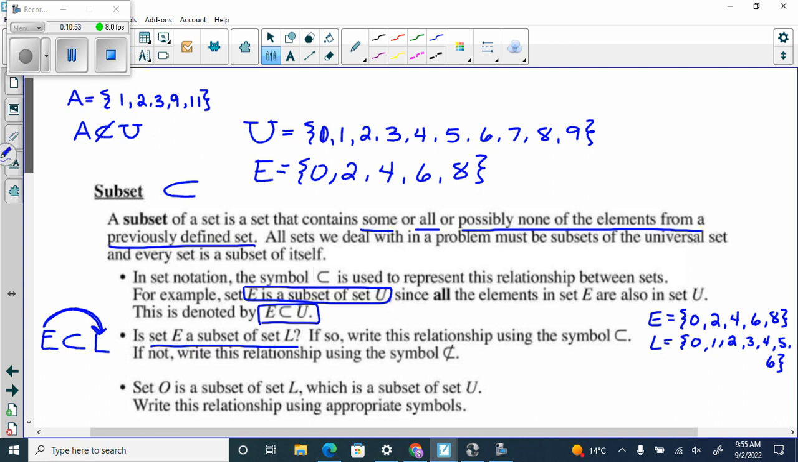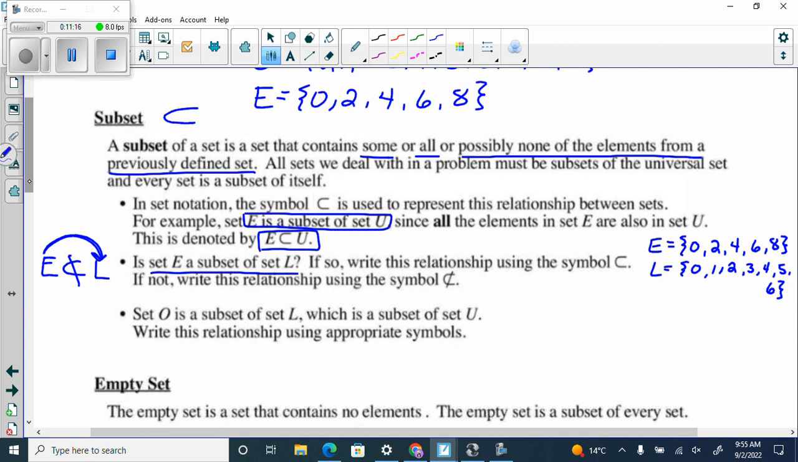E has 8, but L doesn't have 8. Is that a problem? Yes. Because everything in E has to be an L. Not almost everything in E. Everything in E has to be an L. So since 8 isn't an L, E is not a subset of L. Does that make sense? So we're going to go like this. E is not a subset of L. The slash should go the other way, but I'm not rewriting it.